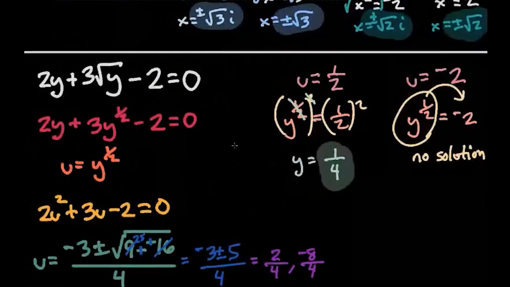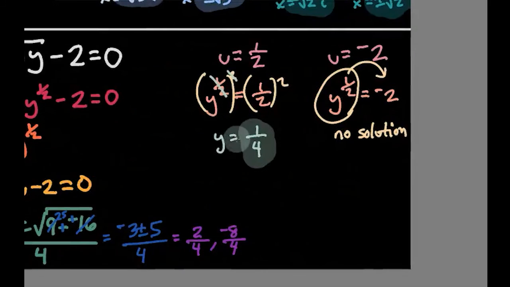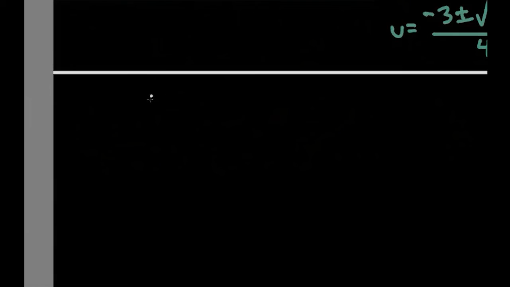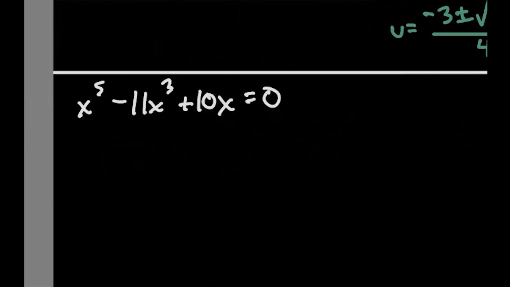It looks like there might be multiple answers, but this is not a polynomial, so it doesn't actually follow the fundamental theorem of algebra anyway. So the only answer for this one would be 1/4. All right, so we got one problem left here. It's going to be x to the 5th minus 11x cubed plus 10x is equal to 0.